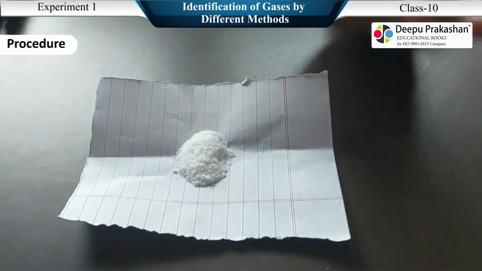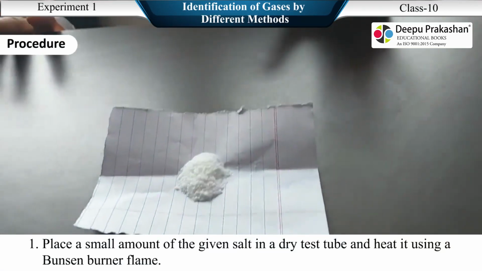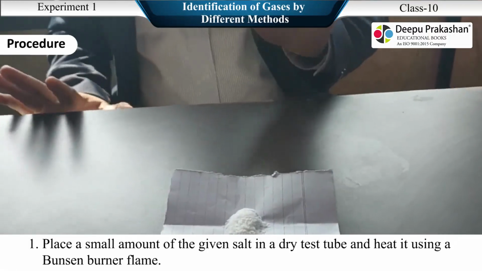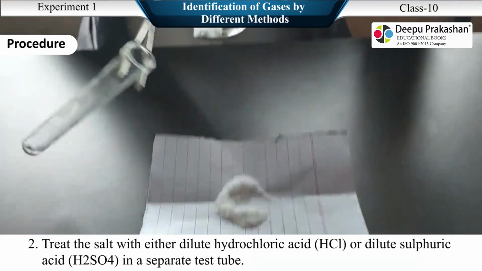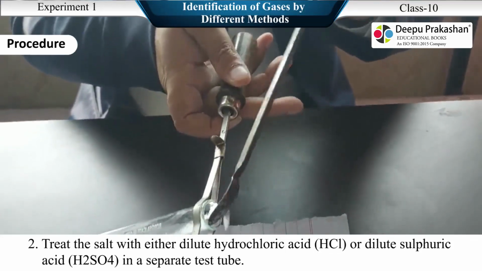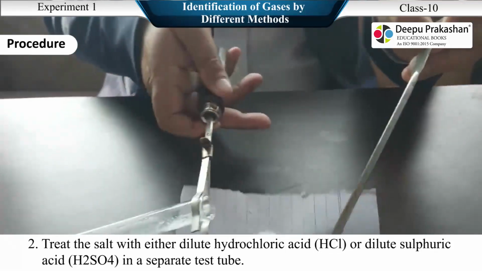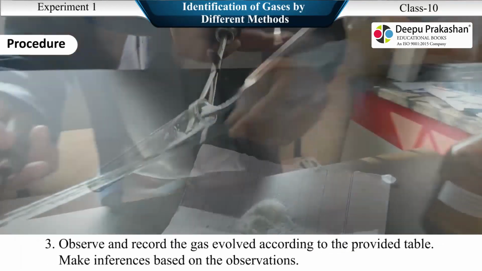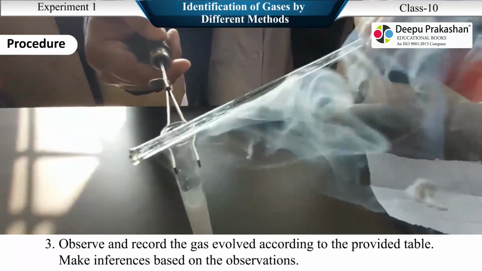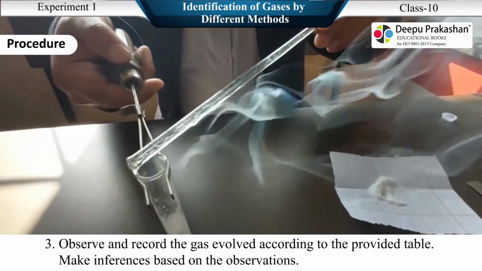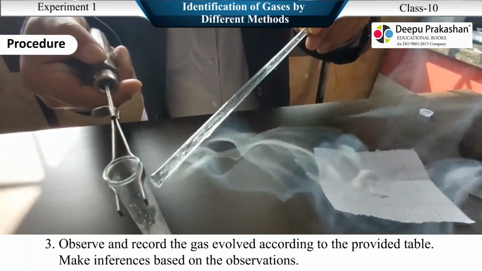Procedure: 1. Place a small amount of the given salt in a dry test tube and heat it using a Bunsen burner flame. 2. Treat the salt with either dilute hydrochloric acid or dilute sulfuric acid in a separate test tube. 3. Observe and record the gas evolved according to the provided table. Make inferences based on the observations.